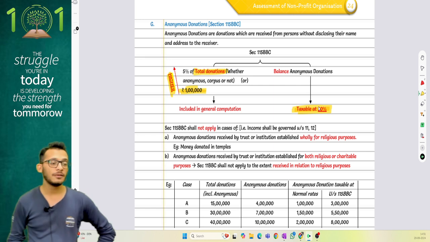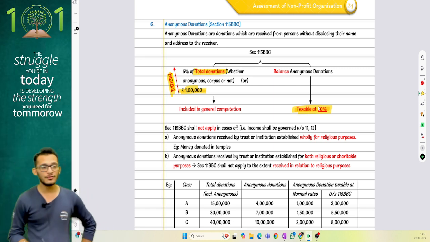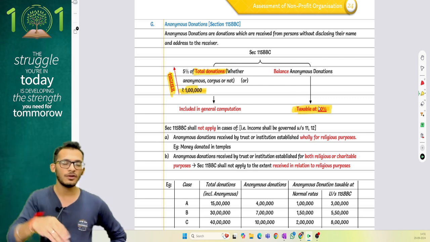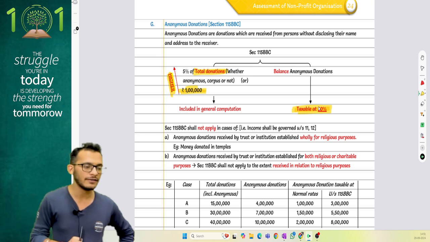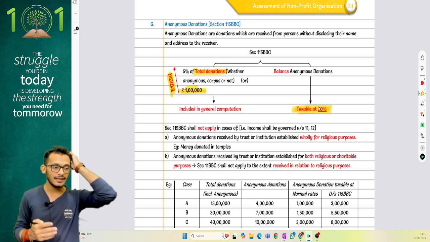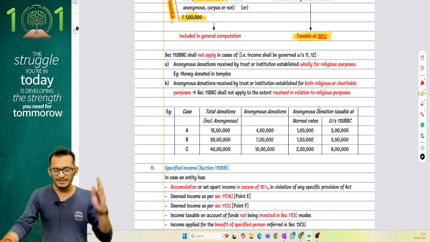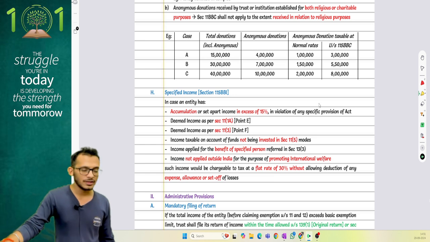Please understand that this will not apply in case the anonymous donation is received for charitable reasons, meaning I'm receiving money in a hundi or a donation box. That is not covered in the scope, because in religious activities 99% of everything is anonymous only. Yes or no? Yes. Example given to you on the screen. Pause it and watch it.